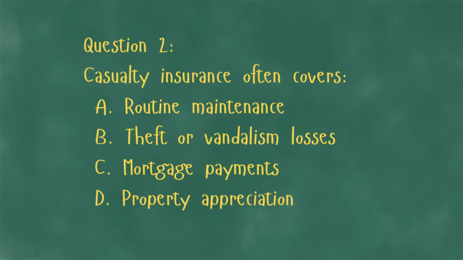Question number 2. Casualty insurance often covers A. Routine maintenance, B. Theft or vandalism losses, C. Mortgage payments, D. Property appreciation. The answer is B. Theft or vandalism losses.